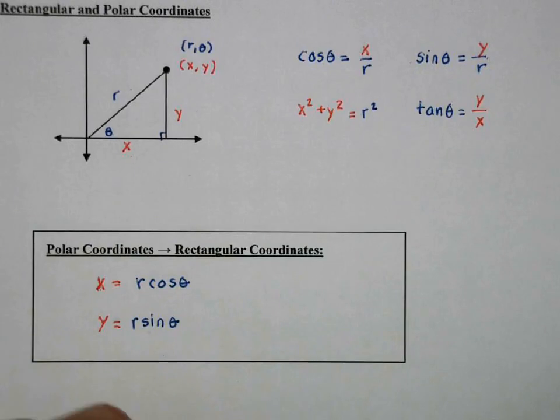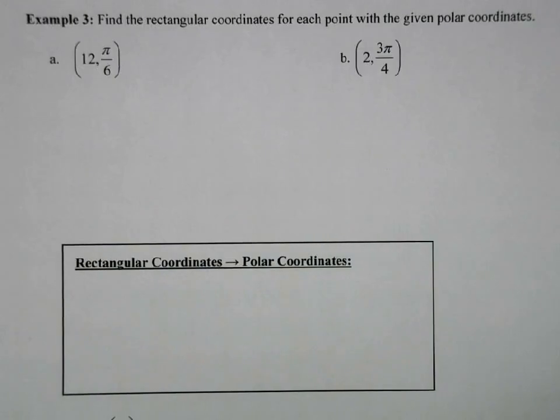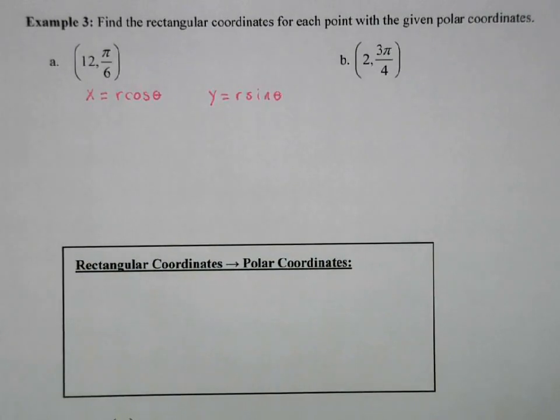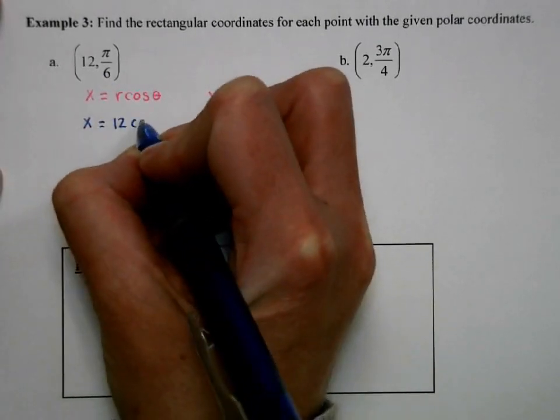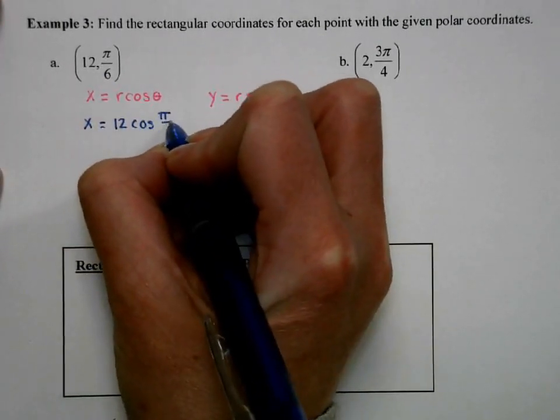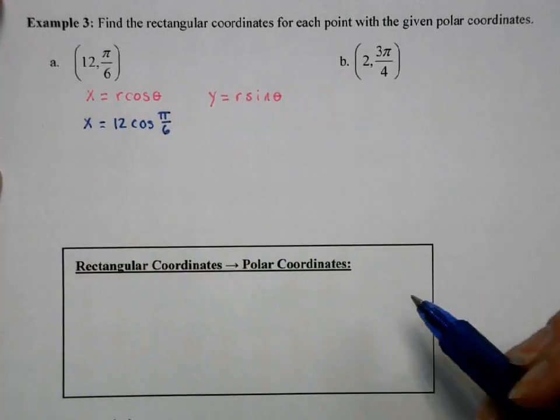Okay, so given our polar coordinates, we're going to turn them into rectangular coordinates. I always like to write my formulas first because we have to have them memorized anyway, and that's a helpful tool. So my x coordinate for this one is going to be 12 cosine pi over 6. And you can do all of this in a parentheses coordinate setup, but I'm just doing it separately.